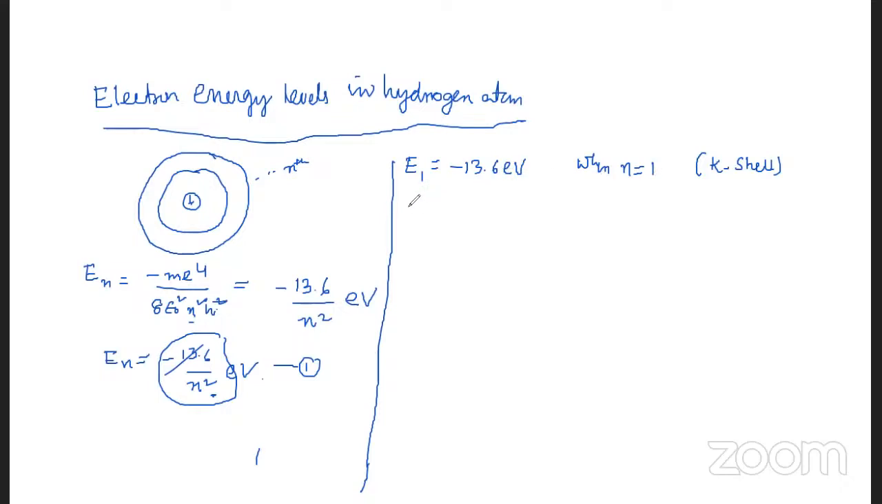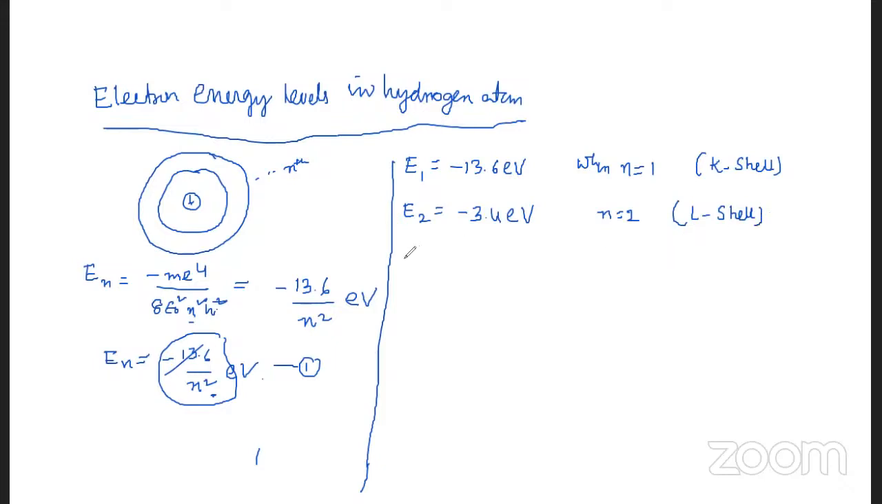Similarly, if you want to calculate for the second orbital, it is E2. So the n value we have to substitute is 2. So n square becomes 4. So minus 13.6 by 4, if you calculate, we will get minus 3.4 electron volts. That is nothing but n equal to 2, which we will call the L shell.